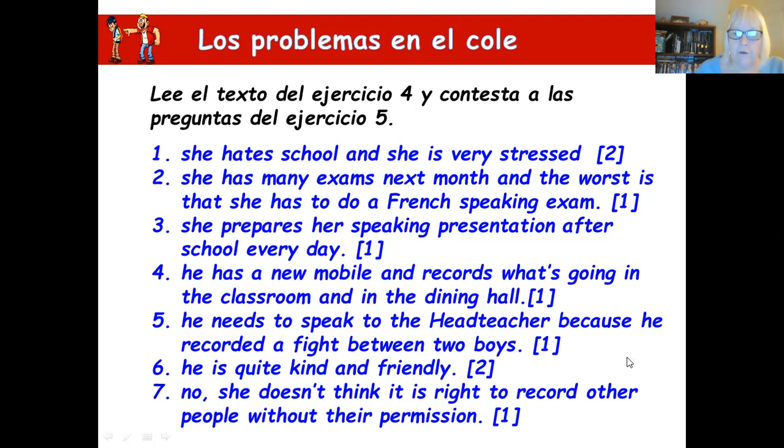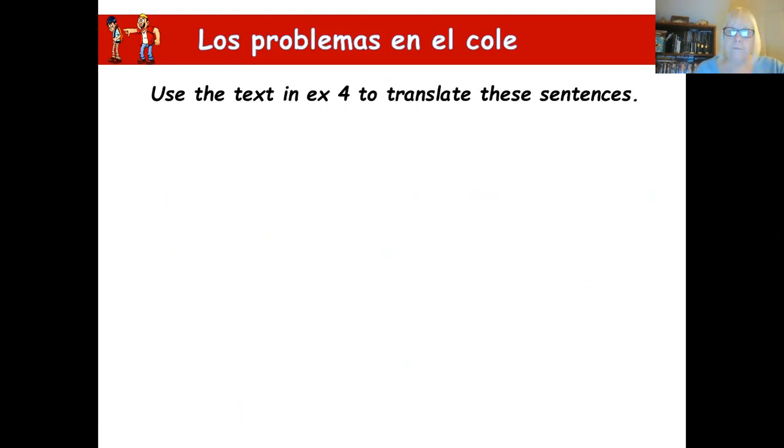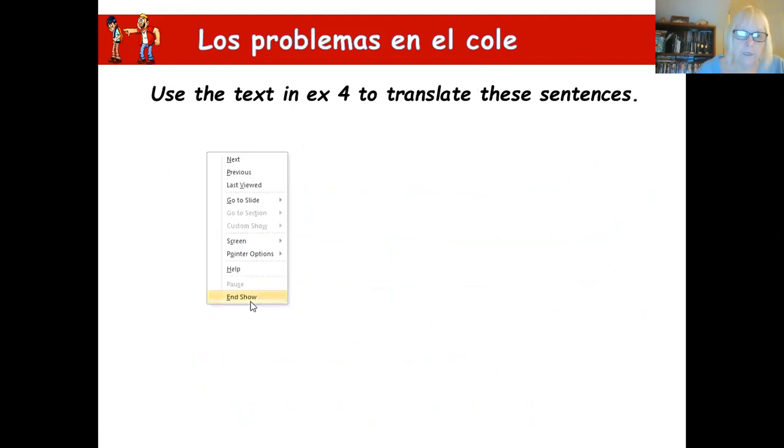Okay, so that was quite a lot of reading there and understanding, also the details that you needed to extract and identify. 9 marks there at the bottom. So give yourself a mark out of 9 for the ones that you got and recorded. Okay, now you're going to use the text again. So you will need to go back. In fact, I'm going to help you out here a little bit.